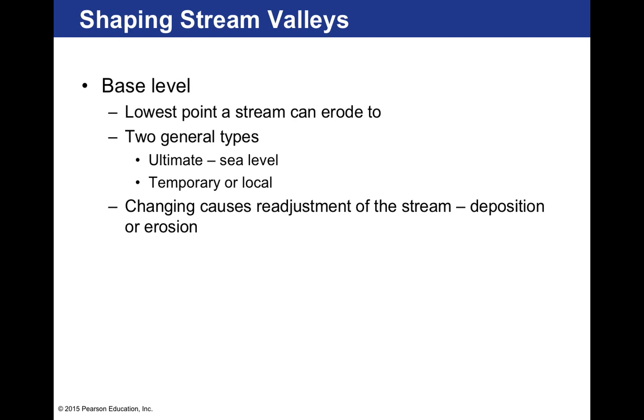Continuing on with Chapter 5. So, shaping stream valleys, there is a base level that a lowest stream can erode to. There's two general types. There's the ultimate base level, which is, of course, the ocean. So, we say that occurs at sea level with zero altitude. And there could also be temporary or local base levels.